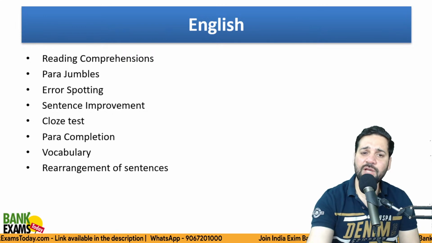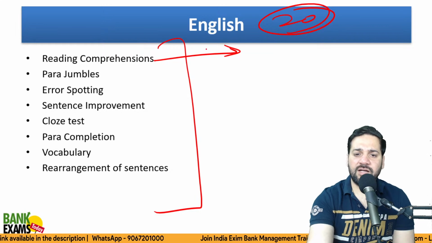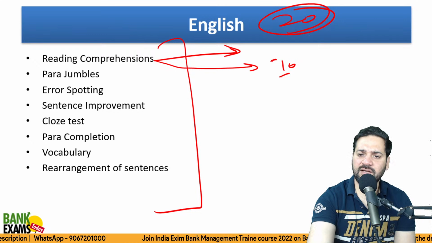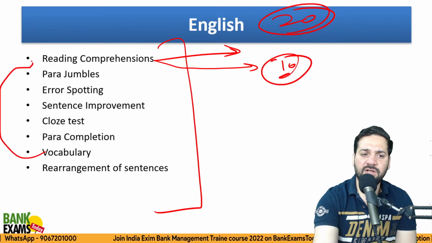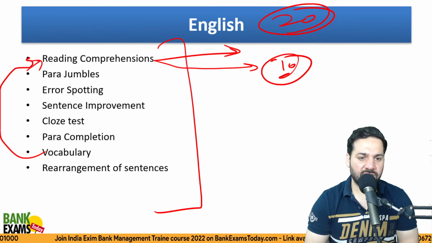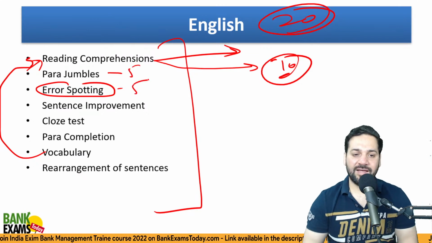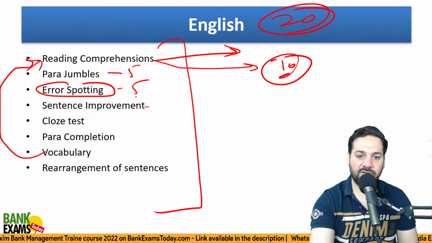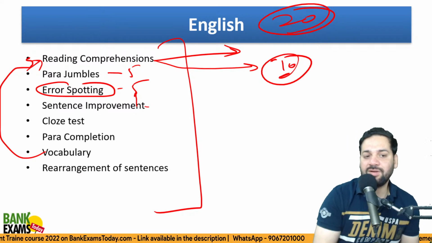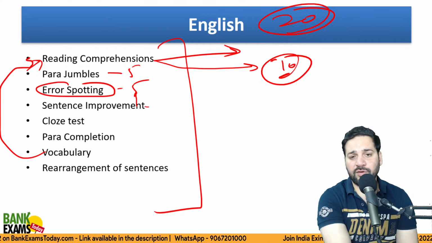English language: out of 20, you can directly expect 2 or 3 reading comprehensions, at least 10 marks directly from reading comprehensions. Vocabulary and synonyms and antonyms would be there in the reading comprehensions only. Then error spotting can be there, and para jumble, 5 marks and 5 marks. Error spotting and sentence improvement can both be there as a group of 5 questions, 2 or 3 error spotting and 2 or 3 sentence improvement. That is the syllabus for the English language.